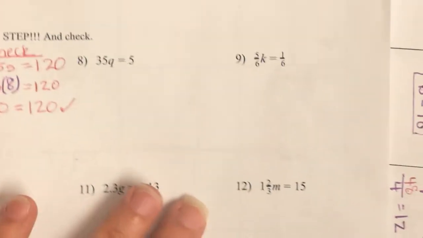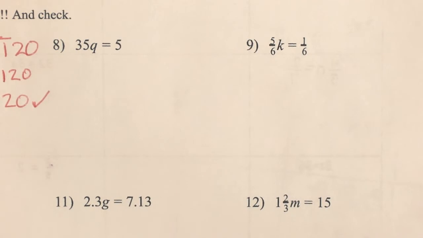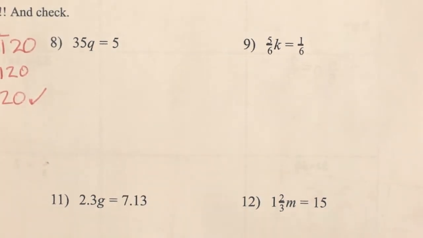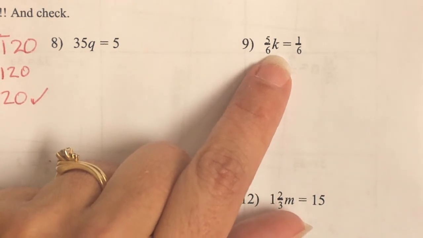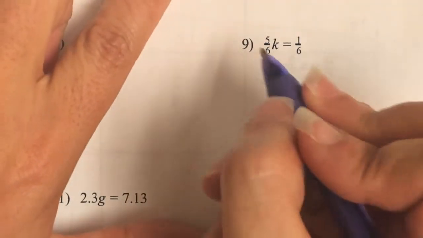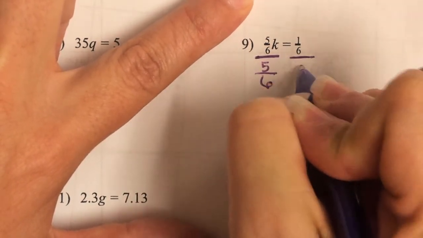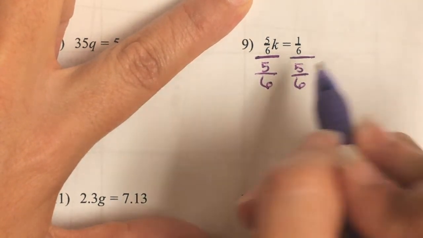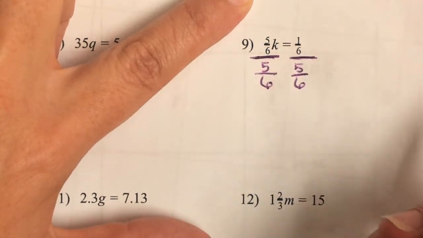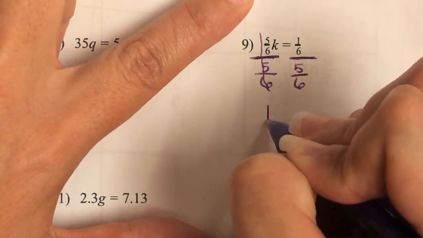I want to show you number 9. Okay. Don't let number 9 scare you. Here we go. Listen. Okay. It is 5/6 K equals 1/6. 5/6 times K. The opposite is divide. So look, this is weird. We're going to write it like this. Divided by 5/6, divided by 5/6. That means divided by that little bar there, that fraction bar. Now look, these two get to disappear, leaving me with just a K.